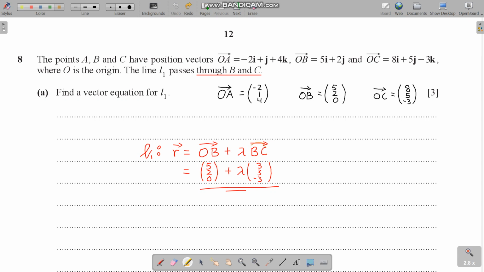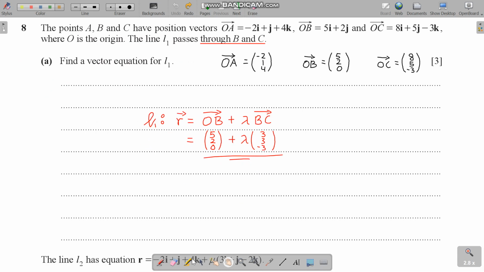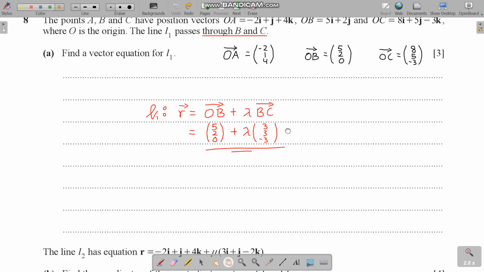Now BC is C minus B. So C minus B: 8 minus 5 is 3, 5 minus 2 is 3, -3 minus 0 is -3. So this is the vector equation. Actually, you can also divide everything by 3 here if you want to simplify.